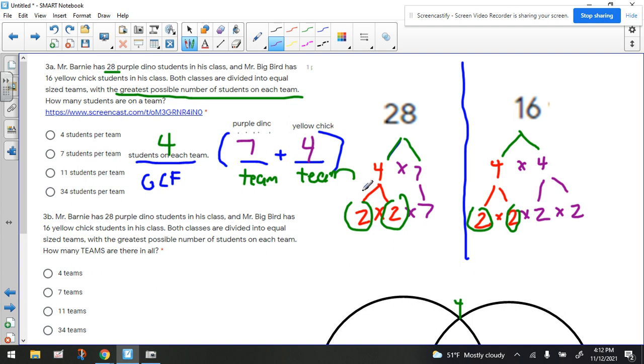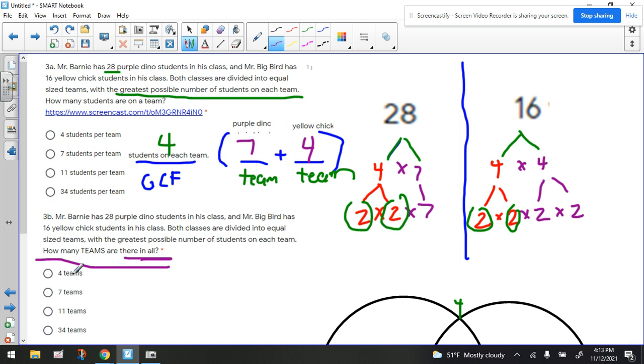Let's make sure we understand the labels on this and how it's going to help us know which answer choices to pick for each of the questions. For the part where it says the greatest number of students per team, we're going to pick 4 students per team. The other part of the question, we have to read carefully because it says how many teams are there in all. So we have 7 purple dino teams, and then we have 4 that are yellow chick. When they want to know in all, that means we have to add these two things together. So 7 plus 4 is going to be one of these numbers, and that's the one you want to pick for part B.